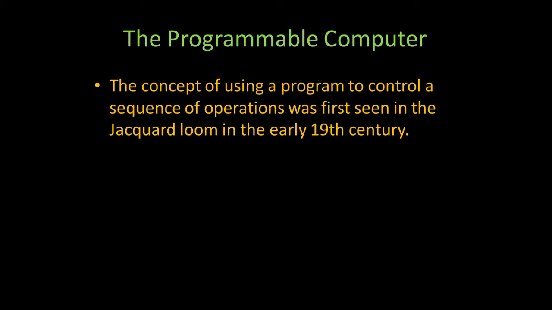The programmable computer. The concept of using a program to control a sequence of operations was first seen in the Jacquard loom in the early 19th century. This textile loom used a set of punched cards to weave complex patterns in the cloth. To weave a different design, one simply had to change the card set.